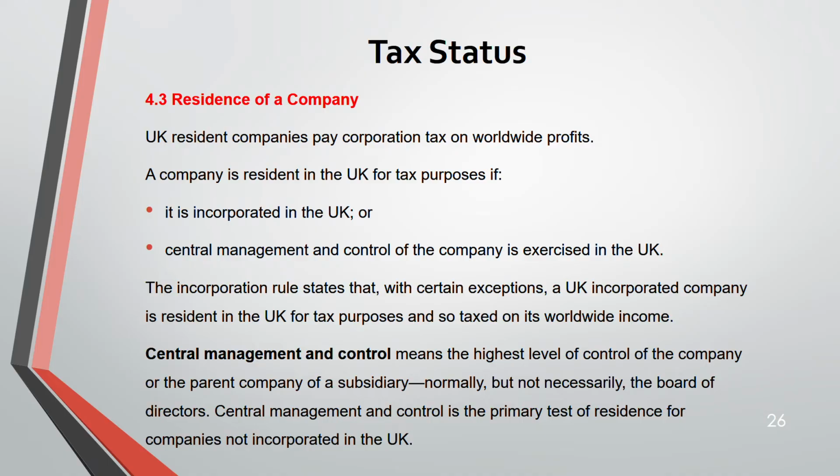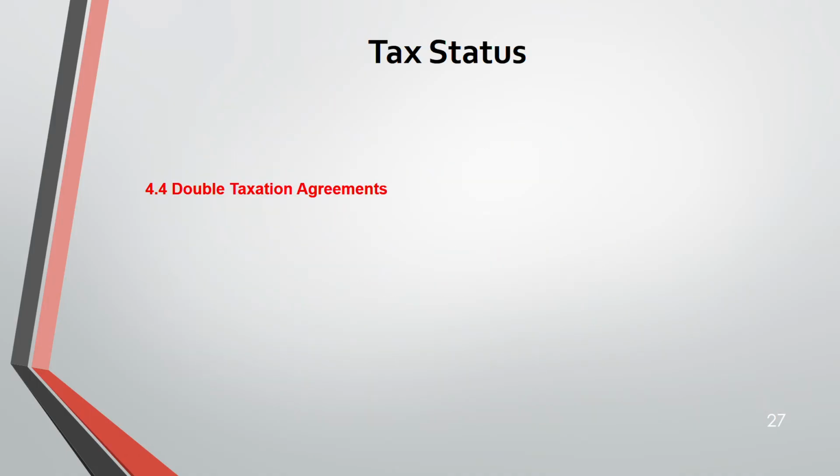Now, what does central management and control mean? It is the one who has the highest level of control in a company. Could be a parent company over a subsidiary, okay? Or could be the board of directors. For a company that has not been incorporated in UK, to check the residency of that company, you have to check where the central management and control is exercised. If it's exercised in UK, see, it's an or condition, this or that. If it's not incorporated in UK, but it has central management and control exercised in UK, it will be UK resident. One of them. If it were an and condition, both would have to be met.